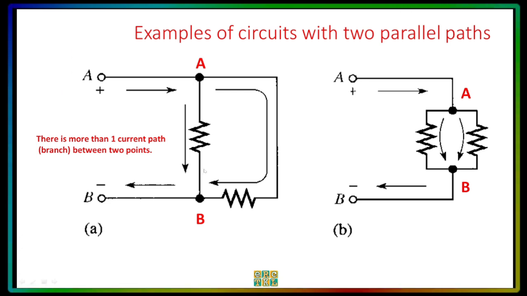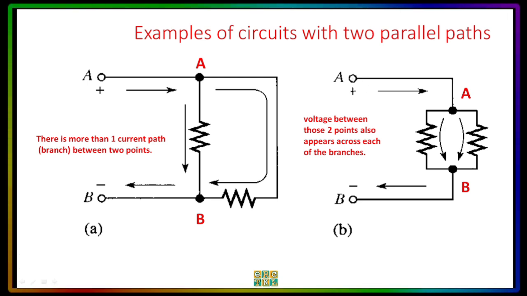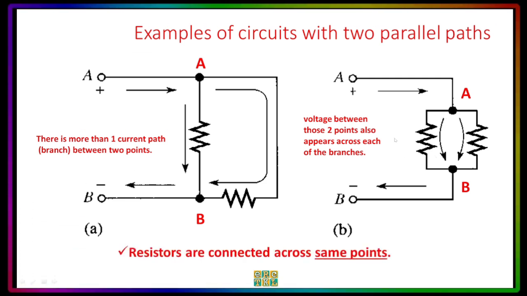So between point A and point B, there are two ways, one going down and one going to the right. Here, one goes down to point A, and one goes downwards towards the left and downwards towards the right. So there's more than one current path. And the voltage between these two points, between A and B, if there's a voltage here, that will be the Vs, that's equal to the voltage between A and B. So VAB and Vs will be equal. So V1 and V2 will be equal, and the resistors are connected across the same points.